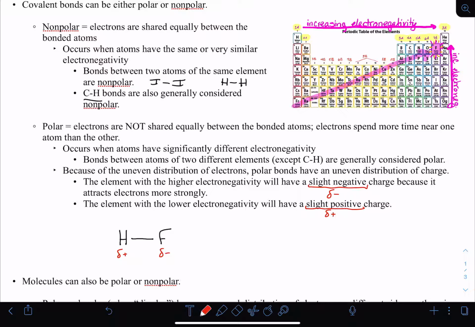Another symbol that's pretty common is the use of the arrow with a little cross at the back. The little cross is meant to look like a plus sign, which goes at the positively charged end. These two symbols are both used interchangeably, the delta plus, delta minus symbol or that arrow. You don't usually see both of them on the same structure the way I've done it here, but you certainly could if you wanted to. They just mean the same thing.